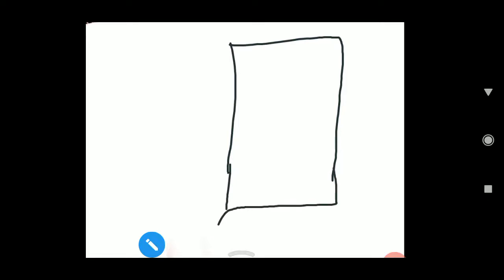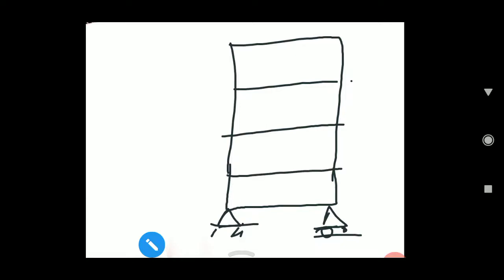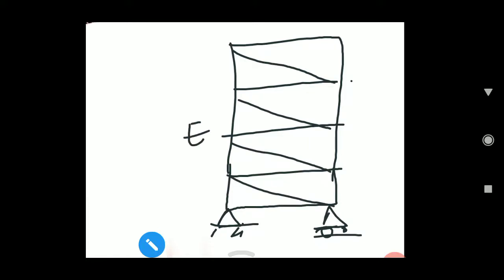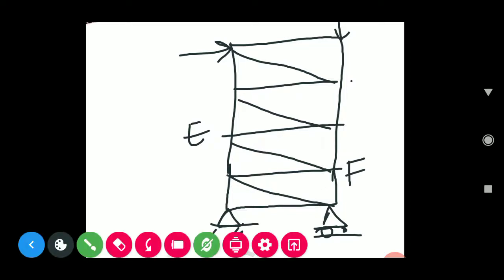If we are given a truss like this, these are the supports, and these are the members of the truss which are arranged in this manner. Okay, suppose this is point E and this is point F. Here will be a load, and the question expects you to find the force in this member EF.